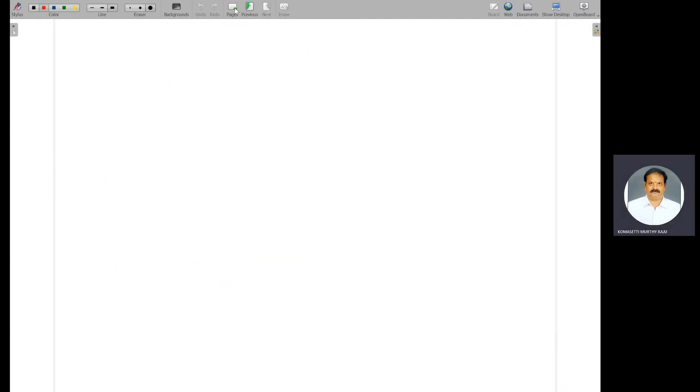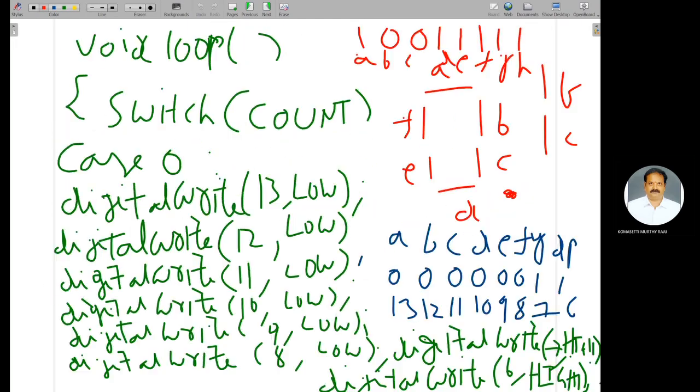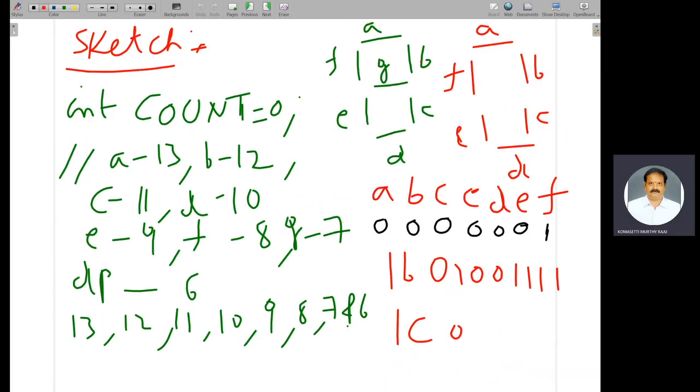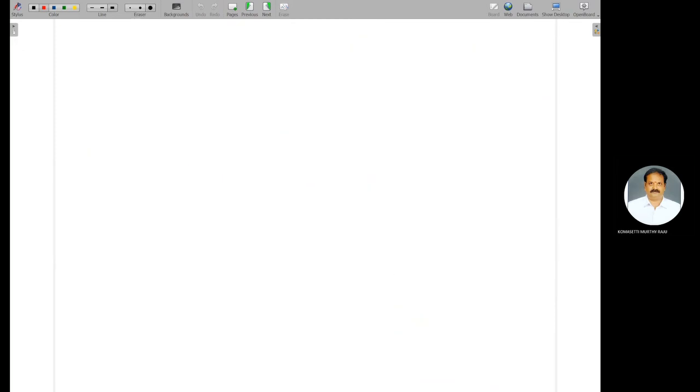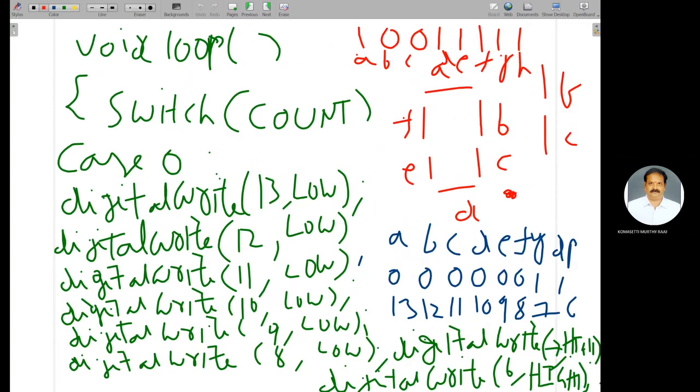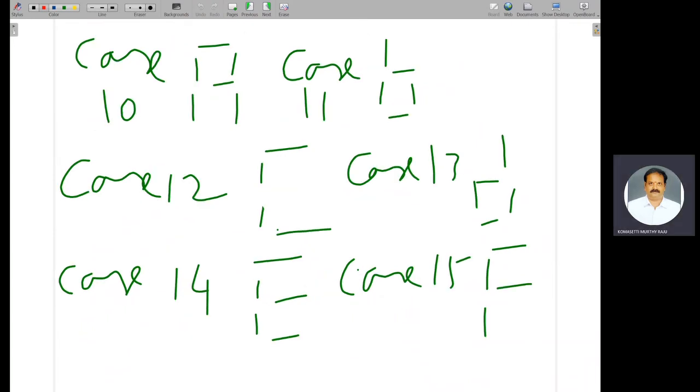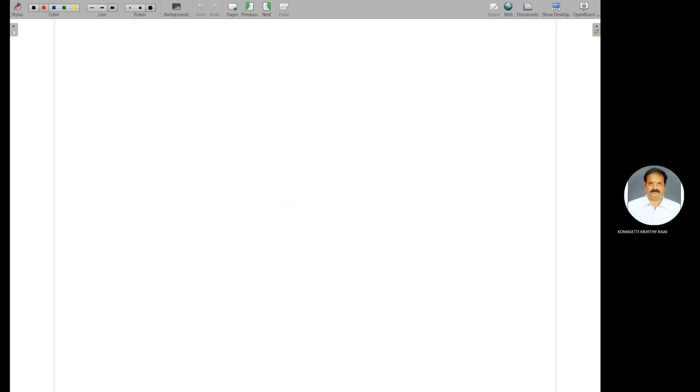Up to 15 cases. After all these cases are completed, break, and close the curly bracket, because initially for switch count, in void loop, a curly bracket was opened. At the end of the program, the curly bracket is closed. This one is closed.